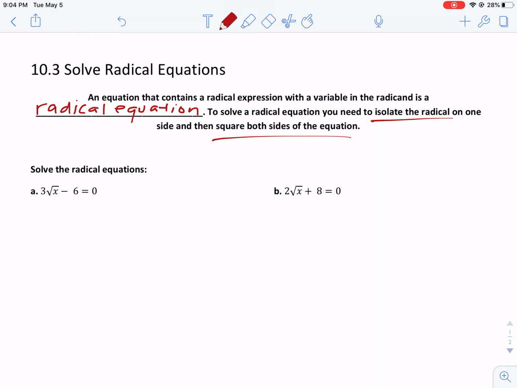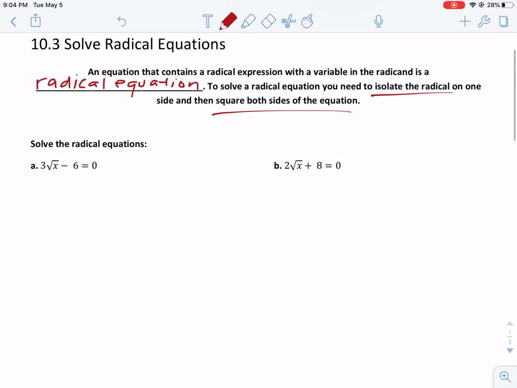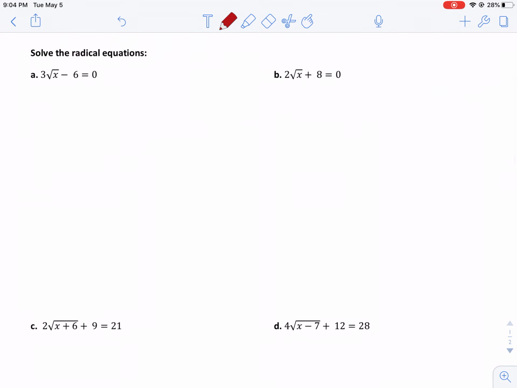Okay, so we're going to look through 4 examples. A and B are similar, but there is one trick to B, and then C and D are similar in that they have more values under the radical than A and B do.